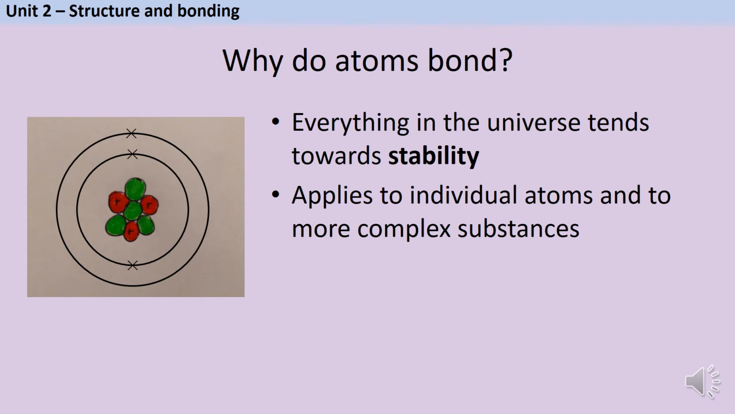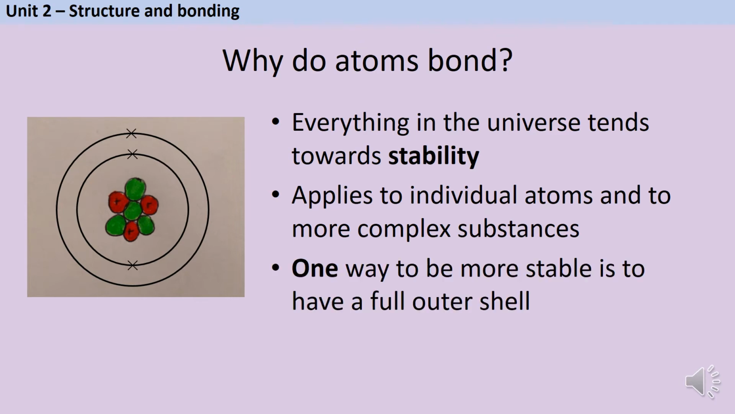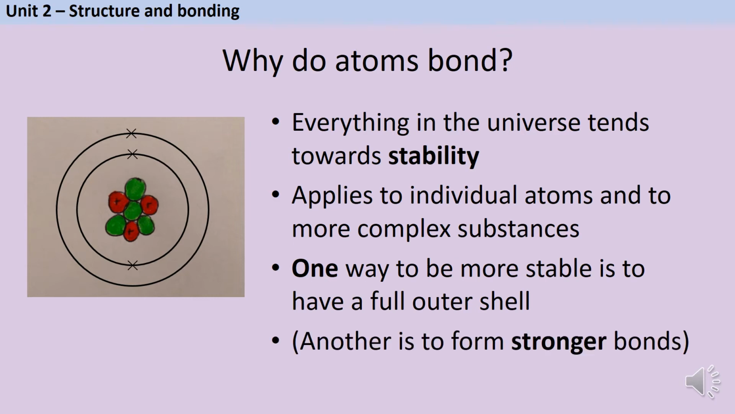Now, if you've studied bonding at all, you might have heard of something called the octet rule, or you might have been told that an atom is gaining or losing electrons to have a full outer shell. So having a full outer shell is one way of becoming more stable. And as far as we're concerned at GCSE, it tends to be the main way, but there are others as well. So for instance, if you form stronger bonds, then the new substance will be more stable than a substance that has weaker bonds. But all of this comes back to this idea that atoms are tending towards becoming more stable.